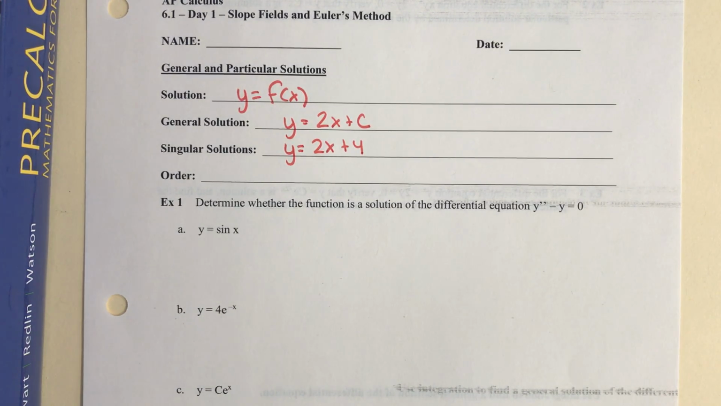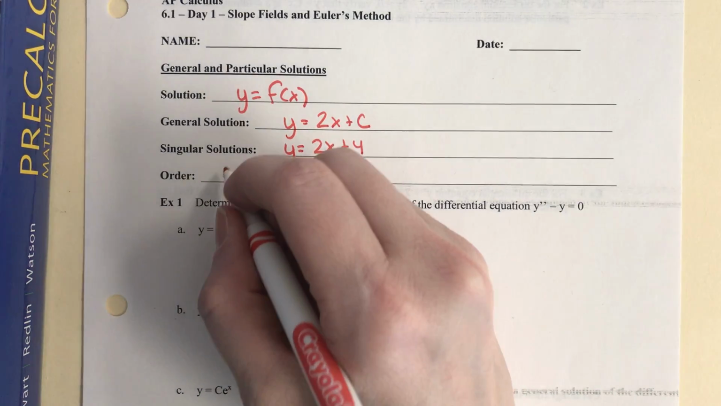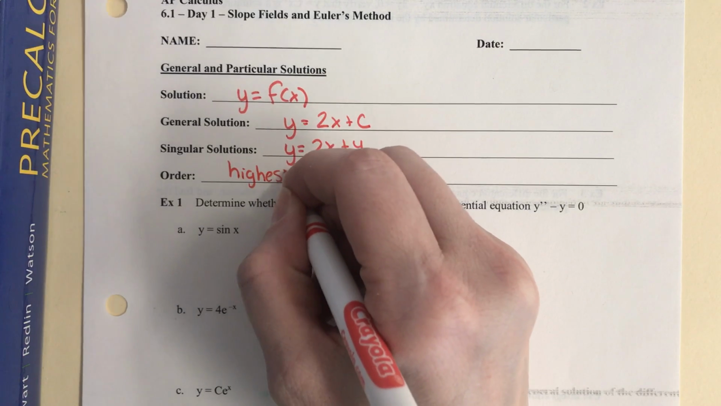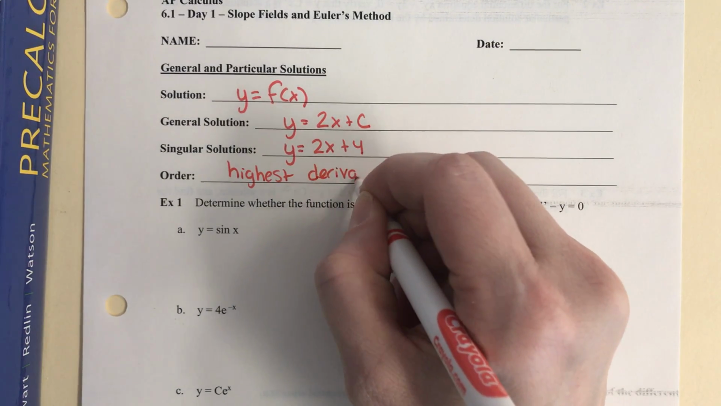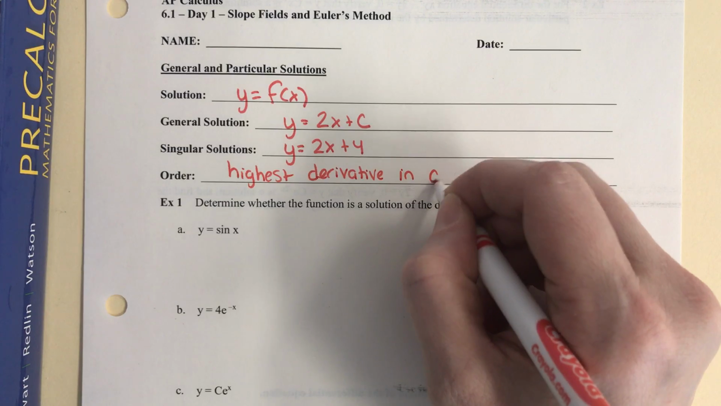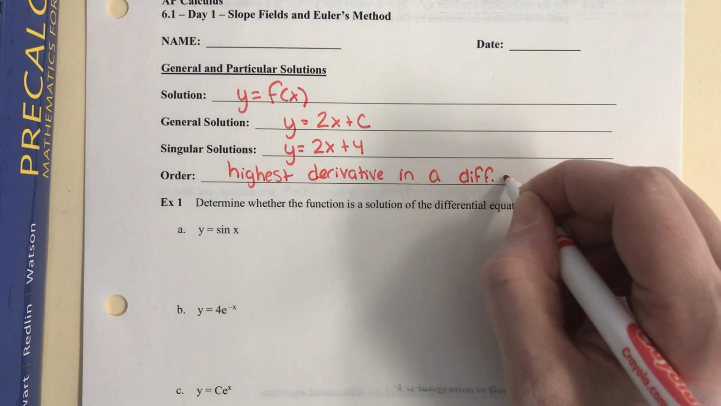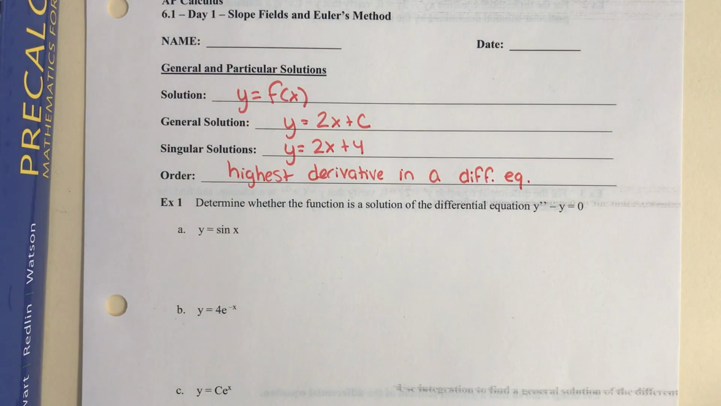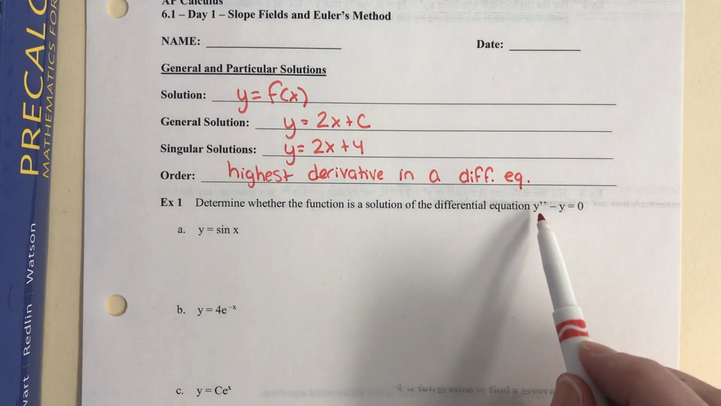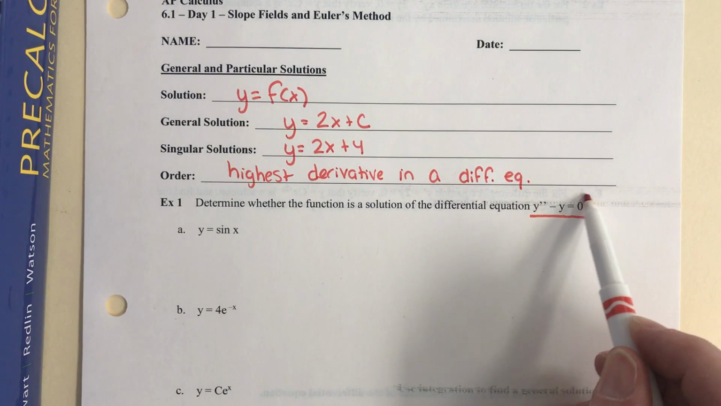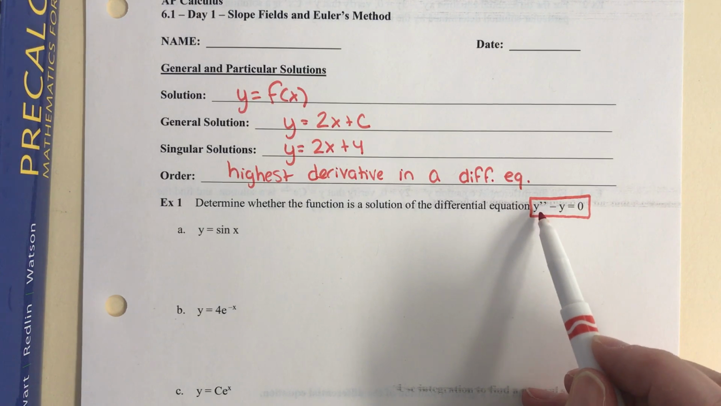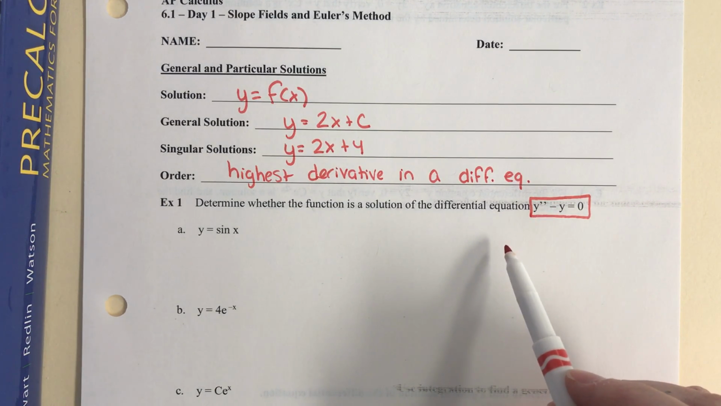Now an order would be maybe you're working with a differential equation and you have to figure out either the second derivative or the first derivative. The order of a differential equation is the highest derivative in the problem. So for example, on number 1, we have a differential equation, y double prime minus y. That is a second order differential equation because it uses the second derivative.